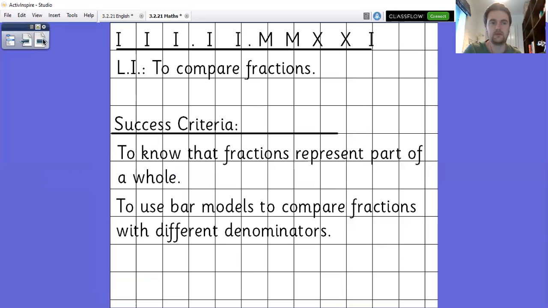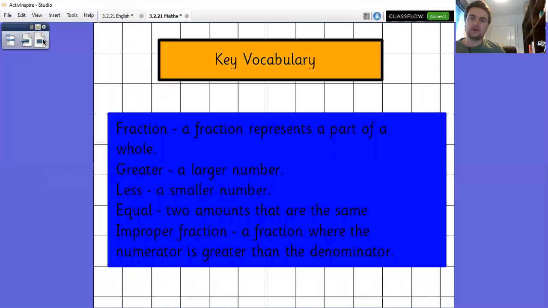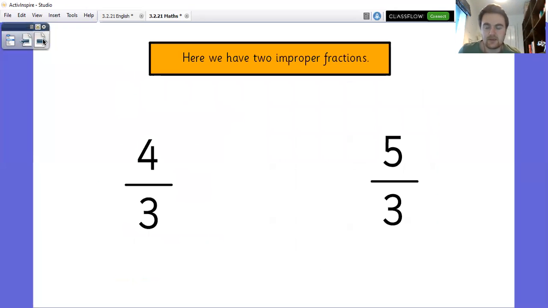So we're going to keep on comparing fractions, which means that we're going to look at numerators, denominators. We're going to look at greater than and less than again. And this time we're going to be adding in improper fractions too, because we're going to be looking at fractions that are greater than 1. So here we've got 2 improper fractions. We've got 4/3 and we've got 5/3. How do we know which fraction is greater?